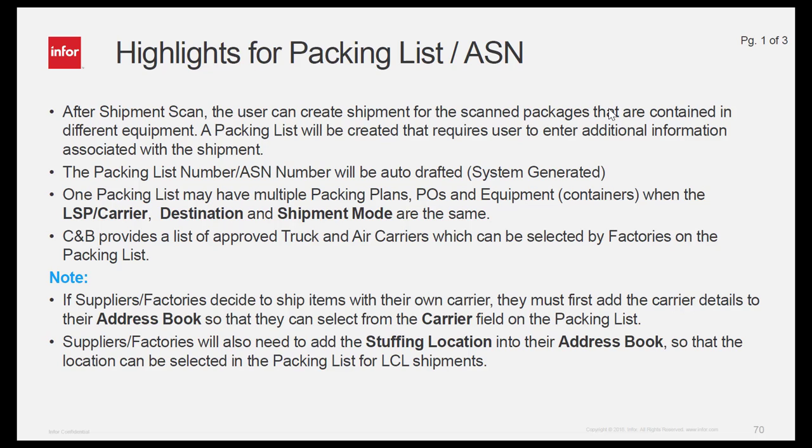Now we will move on to how to create your packing list ASN. But first, let's go ahead and go over your highlights, which start on page 70 of your factory management training manual. After your shipment scan is created and all of your packages are scanned into the right equipment number, you will start your packing list/ASN process. The packing list number and ASN number will be auto-drafted by our system, so everything is system generated. You will not have to worry about actually entering a number in there.